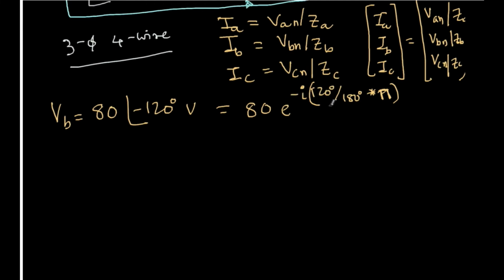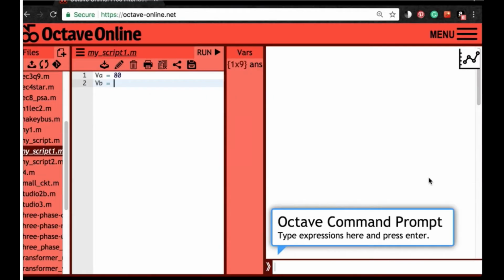If you do this notation and execute this, then you will get the real and imaginary component. Mathematically speaking, it is just 80 cos of 120 degrees as the real component, plus j 80 sine of 120 degrees. But anyway, we are going back. I think all of you are aware, I'm assuming, about how to handle the complex numbers and how to handle AC quantities. So let's define this in our Octave interface.